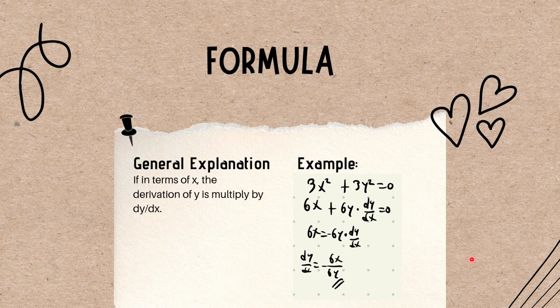For the implicit function, there's a general explanation: if in terms of x, the derivative of y should be multiplied by dy over dx. There's a simple example.